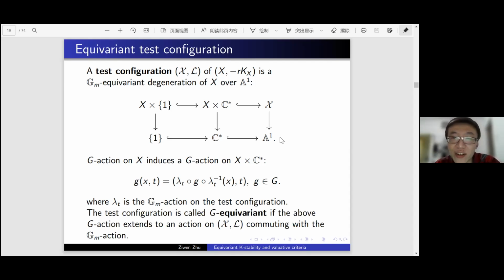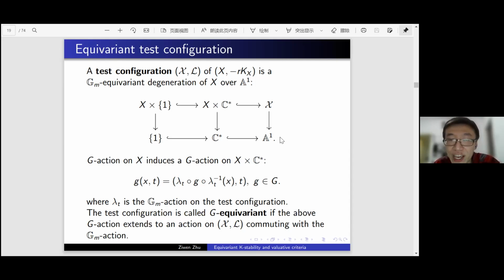However, we might not be able to extend this action perfectly to the central fiber. So in the case where we can actually extend this action to the whole test configuration, such that this G action commutes with the C star action coming from the test configuration, then we will call this test configuration G equivariant.